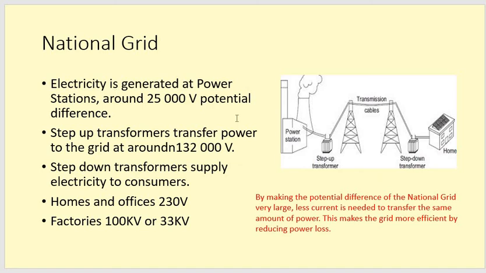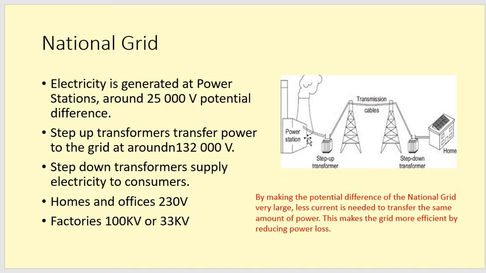The national grid. This is how the electricity gets from where it is generated to your home. So you have a power station. The power station can be fired by coal, it can be fired by gas, it can be fired by nuclear reactions. We have covered all of this during our energy unit earlier this year, and it produces about 25,000 volts of potential difference, a very high charge, very dangerous.